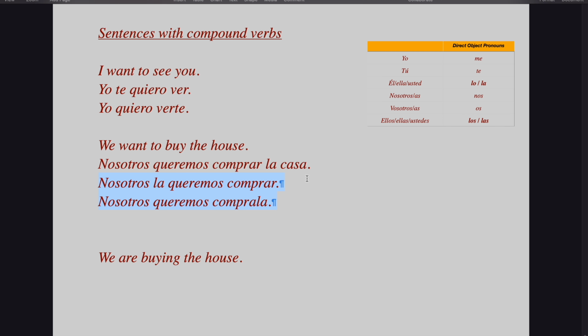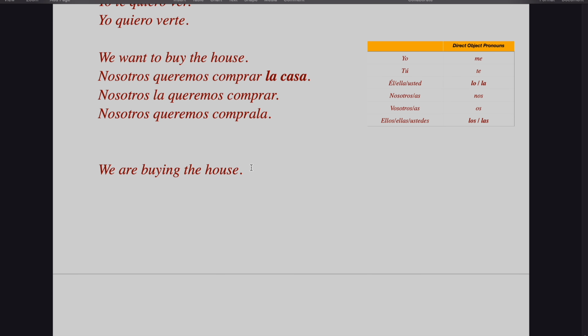In the first case, I haven't replaced the object with the object pronoun. That's why I have put casa. This is just a translation of the one above. We want to buy the house. Nosotros queremos comprar la casa. In the second sentence, I am replacing the casa, or the house, with it. We want to buy it. So it is represented by la, and this is the placement before the verb and at the end of the verb. Both forms are equally correct, and they are extensively used by the natives.